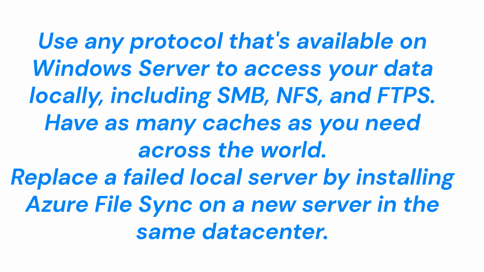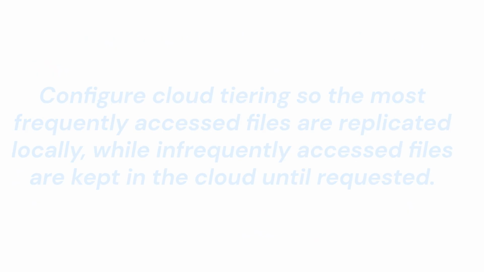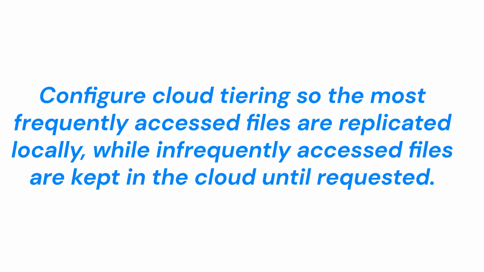Have as many caches as you need across the world. Replace a failed local server by installing Azure File Sync on a new server in the same data center. Configure cloud tiering so the most frequently accessed files are replicated locally, while infrequently accessed files are kept in the cloud until requested.